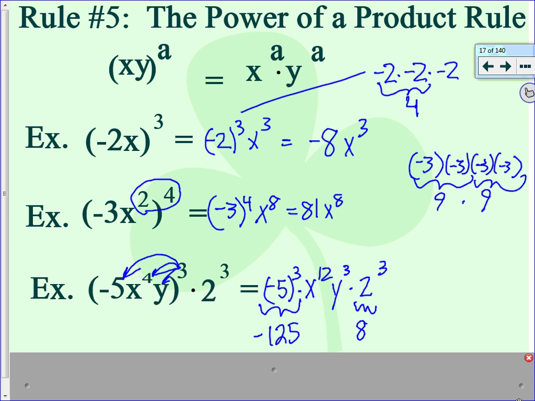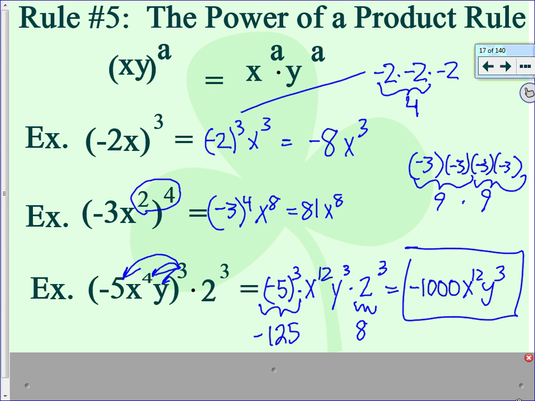Or I guess that might be the easiest way. So what do we get when we multiply those together? 125 times 8. 1,000. Good. Negative 1,000 x to the 12 y cubed. And you do have your calculator, so you can use those. I just thought of it as money, like $1.25 times 8. $10.